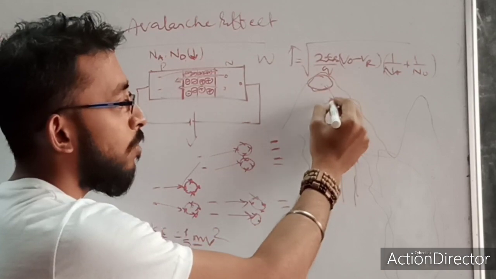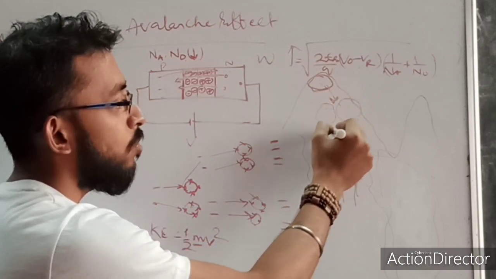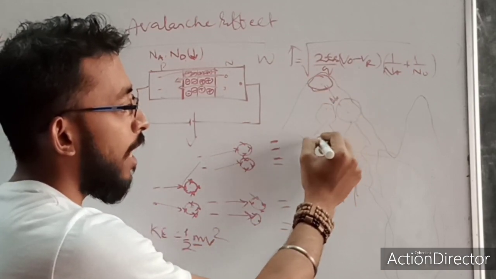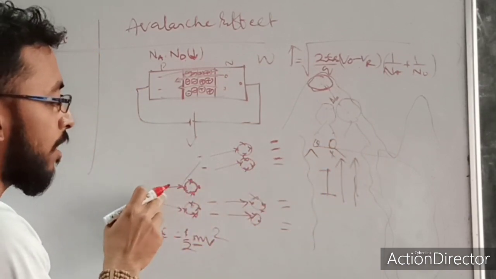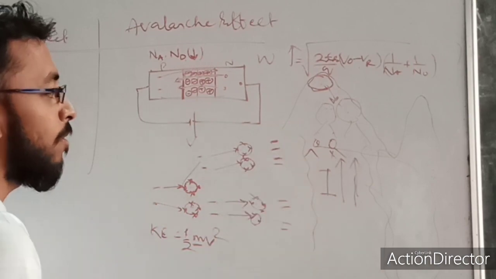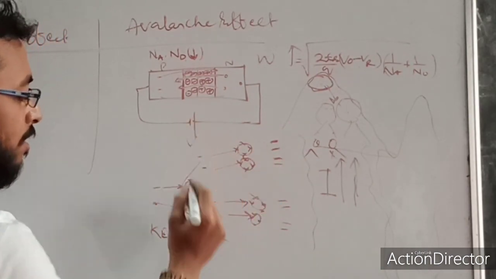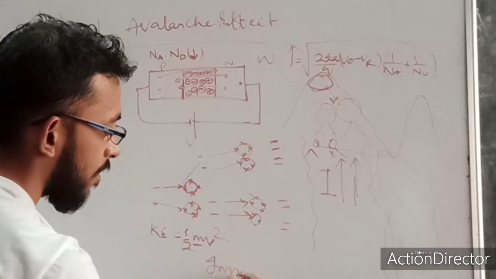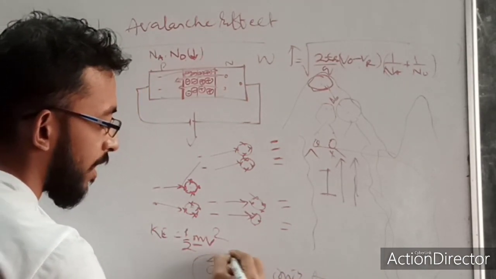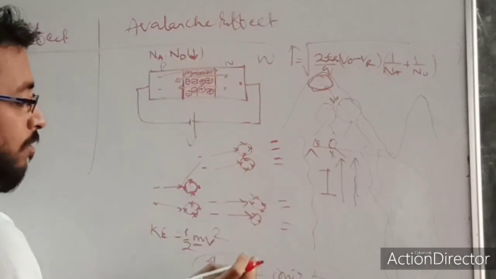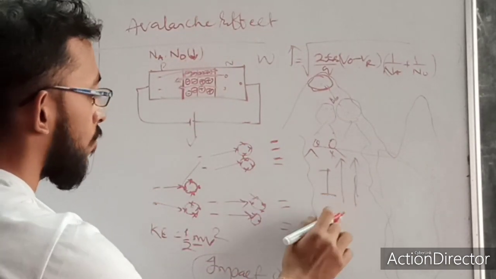One comes, collides with one, creating two; again these two collide with others, creating 4. In this way you can see the electrons coming, colliding and creating a maximum number of electrons. This process is called impact ionization. This is the impact ionization that occurs in the avalanche case. What happens? The current increases very high.